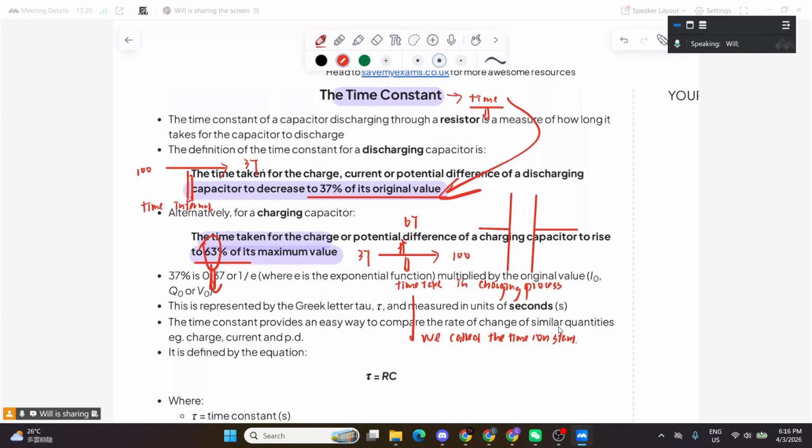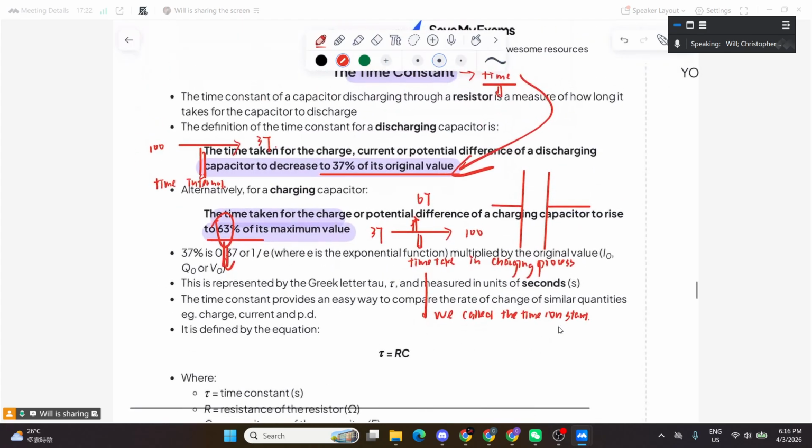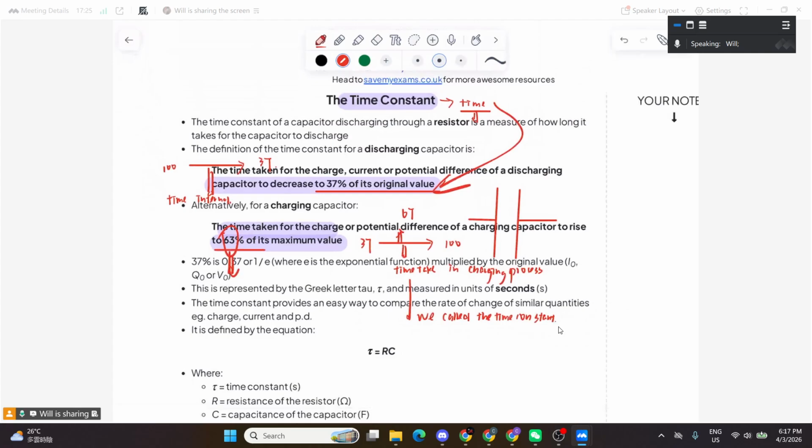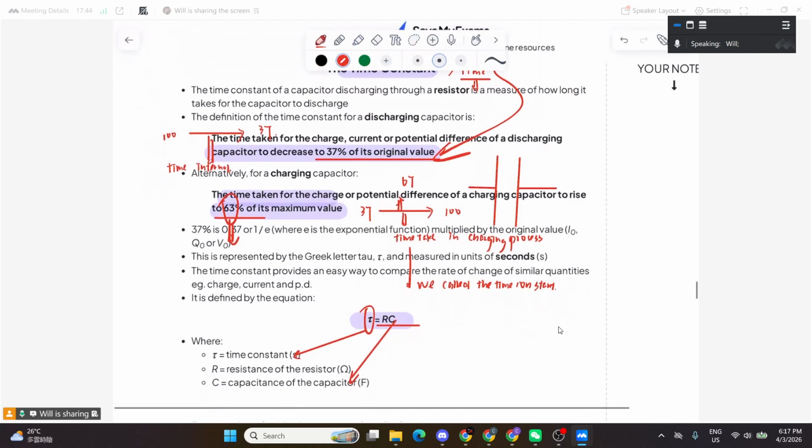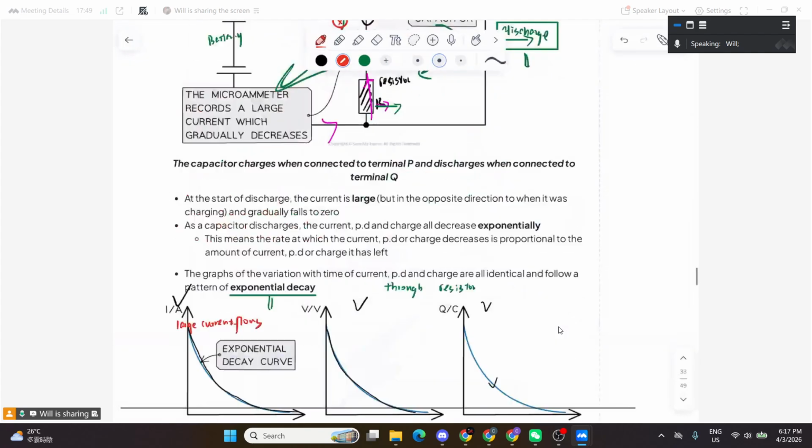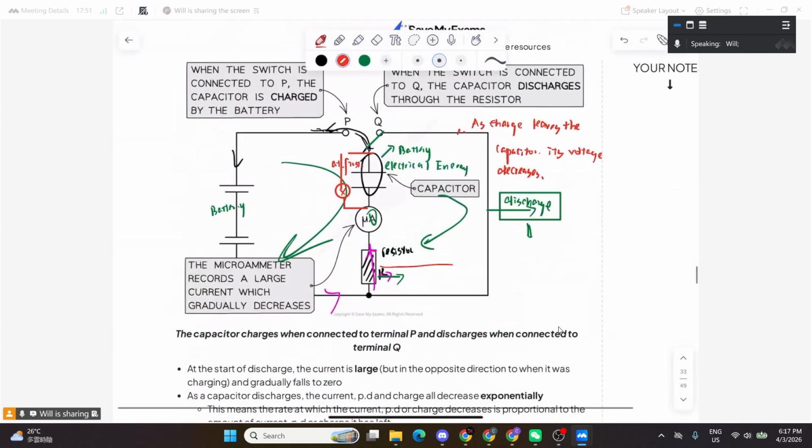And here's the formula for the time constant. We use a symbol to represent the time constant. The unit is the second, and it is the product of the resistance and the capacitance. C is the capacitance, and the unit is the farad. R is the resistor, the resistance value in the discharging process. Understand that?